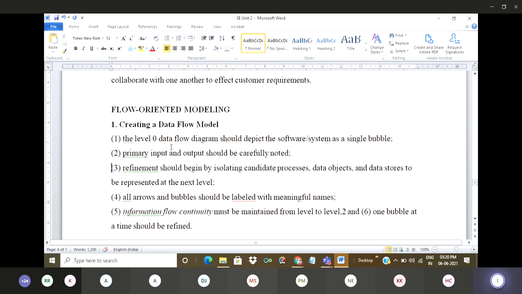Arrows and bubbles, you know from the data flow diagram. A data flow diagram talks about your whole project. If you do any project, by looking at the DFD we can easily understand the things we are going to do. The information flow continuity must be maintained from level to level, and then refine one bubble at a time.